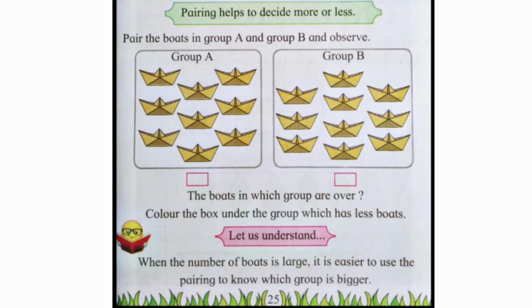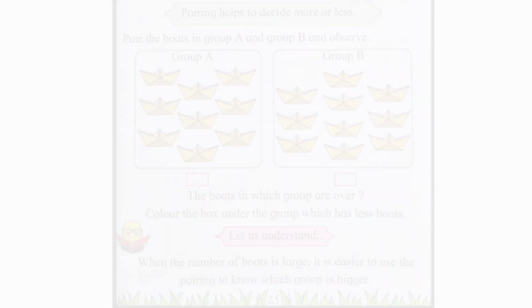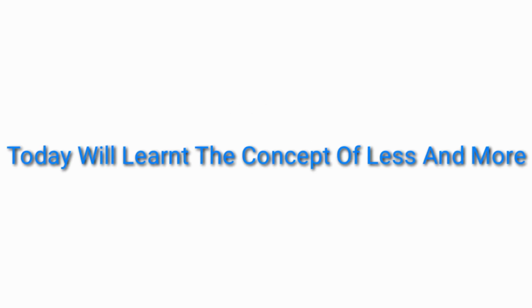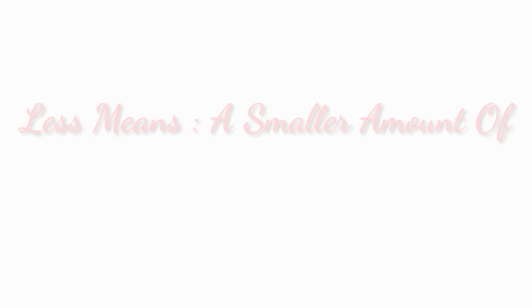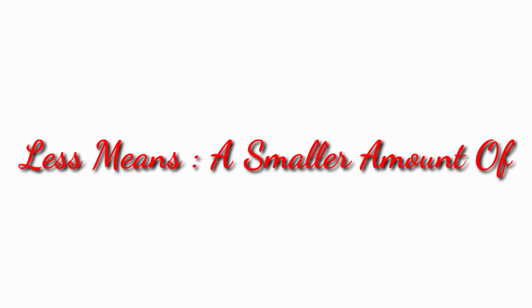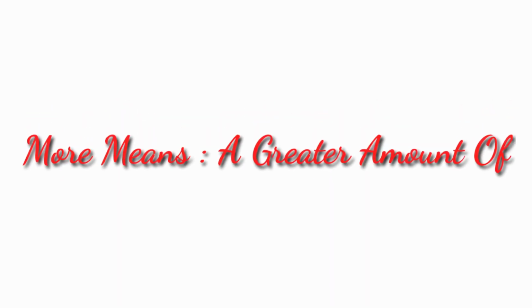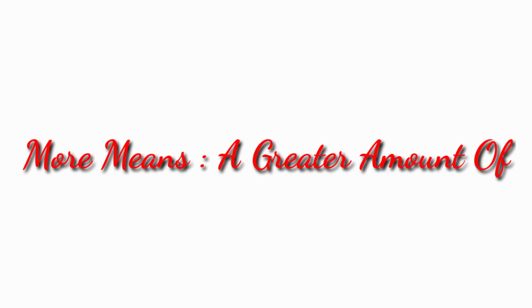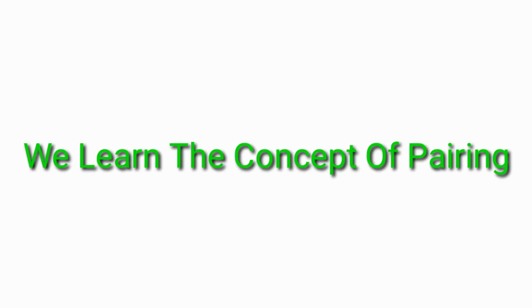Okay. Now, what did we learn today? Today we learned the concept of less and more. Less means a smaller amount of, and more means a greater amount of. And to make this concept more easier, we learned the concept of pairing. Pairing helps us to decide more or less.